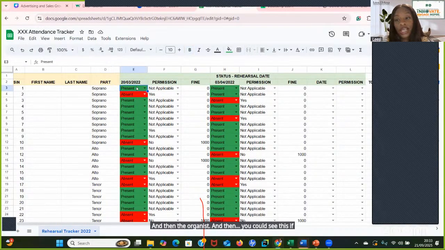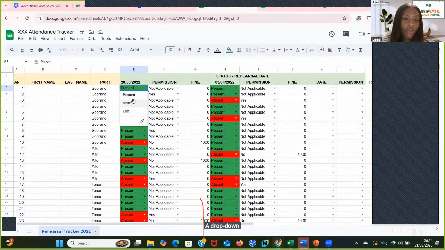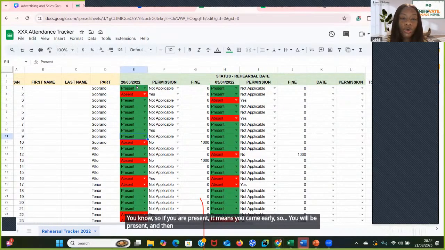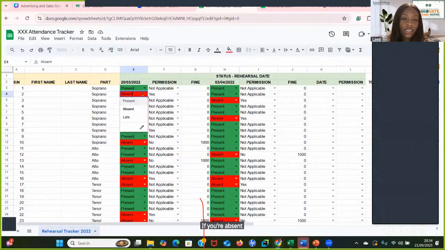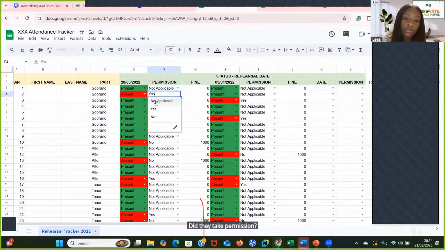If you are present in rehearsal, choir practice for that day, I tick you present. A drop down has present, absent, and late. If you are present, it means you came early, and there's a green box. If you're absent, it is red, and I tick absent for you. If you are late, I tick late for you. And then permission, for those who are absent: did they take permission, yes or no? Not applicable would be for those who are already present, because permission does not apply to them.